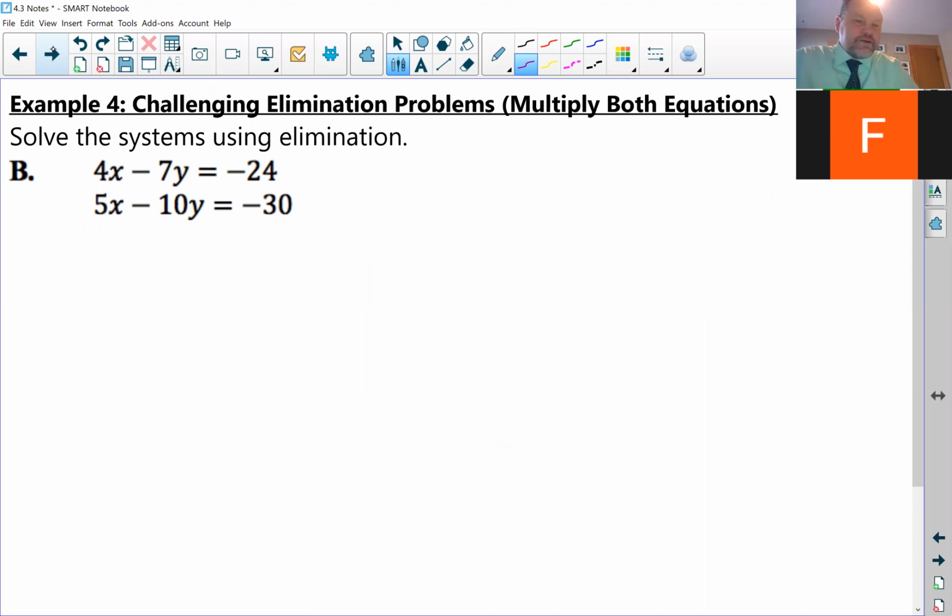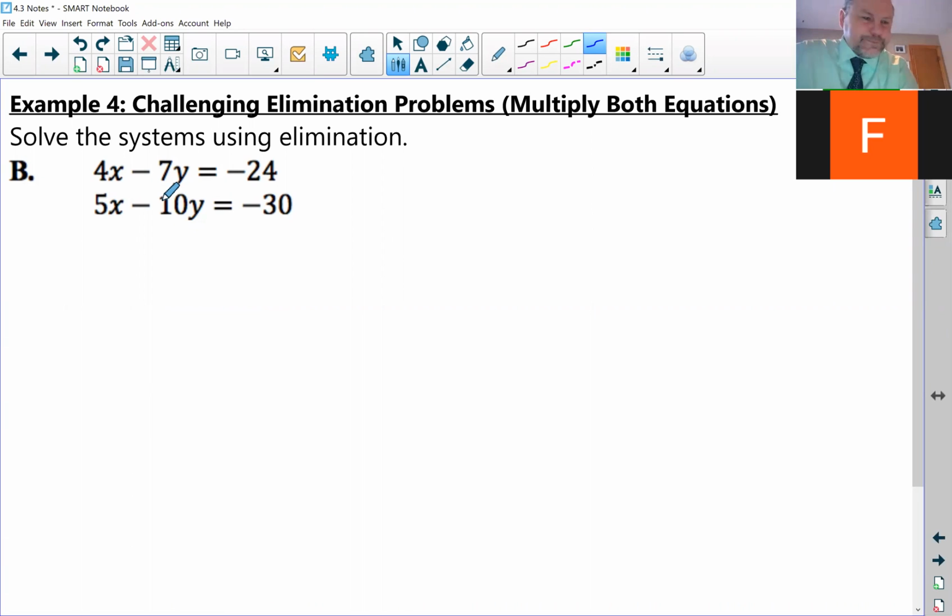Here we have 4x minus 7y equals negative 24. 5x minus 10y equals negative 30. So again, looking at my coefficients, the 4x, is there anything I can multiply that by to get negative 5? Well, a fraction, which isn't the best way to go. And then with the negative 7y, is there something I can multiply that by to get negative 10? I'm sorry, to get positive 10. Again, yes, but it would be a fraction.